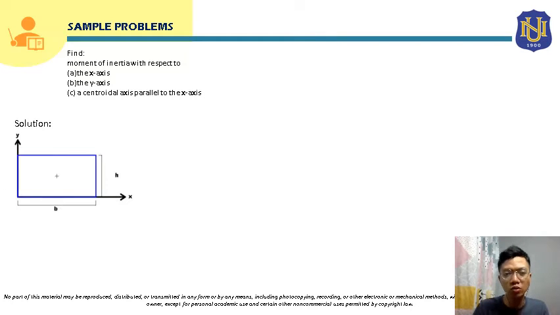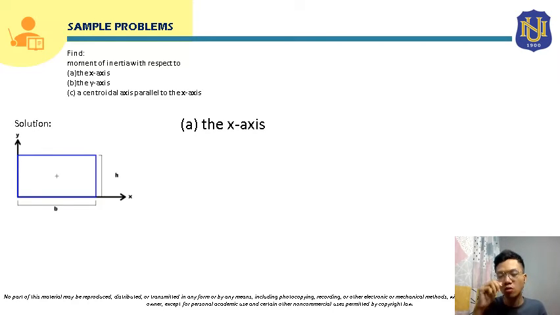Okay, so for our solution, let's say this is the rectangle. As mentioned in the problem, it has base b and height h. So this will be base b and this will be height h. In this case, for the first one, we are going to measure the moment of inertia about the x-axis. So the x-axis will be our reference axis.